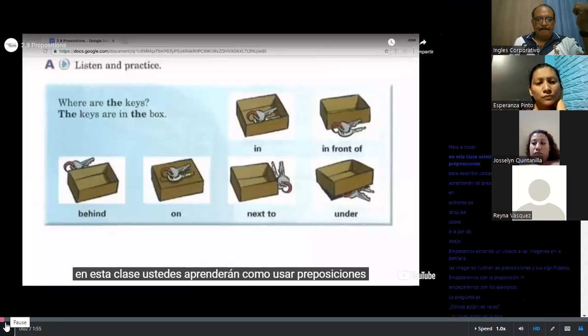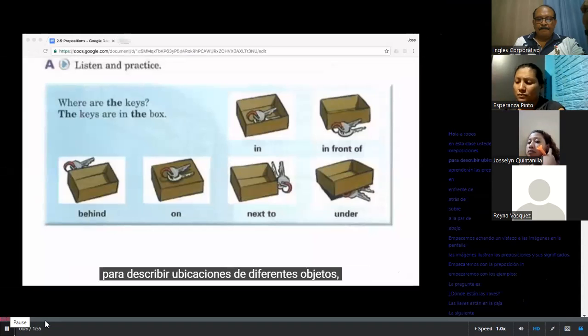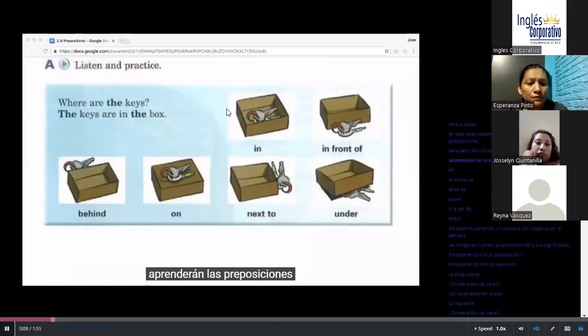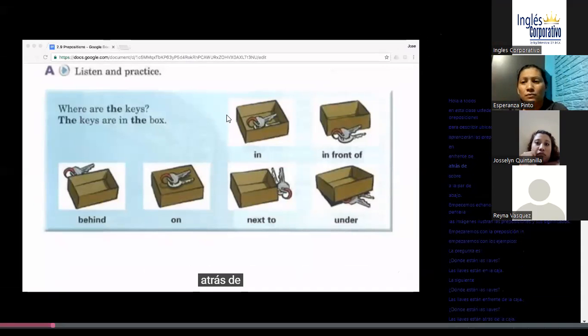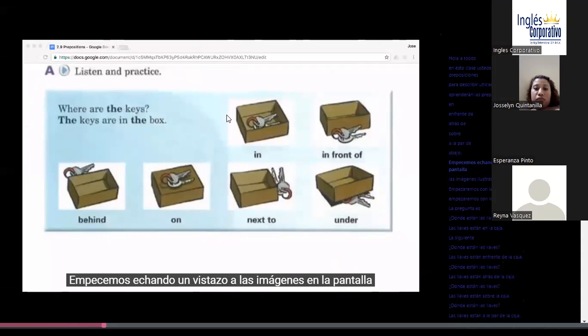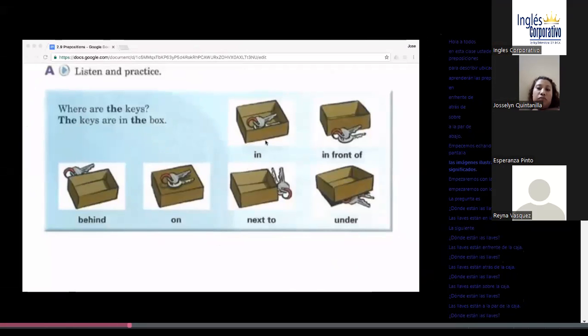Hi, everyone. In this class, you'll learn how to use prepositions in order to describe the location of different objects. You'll learn the prepositions in front of, behind, on, next to, and under. Let's start by looking at the images on the screen. The images illustrate the preposition and its meaning.